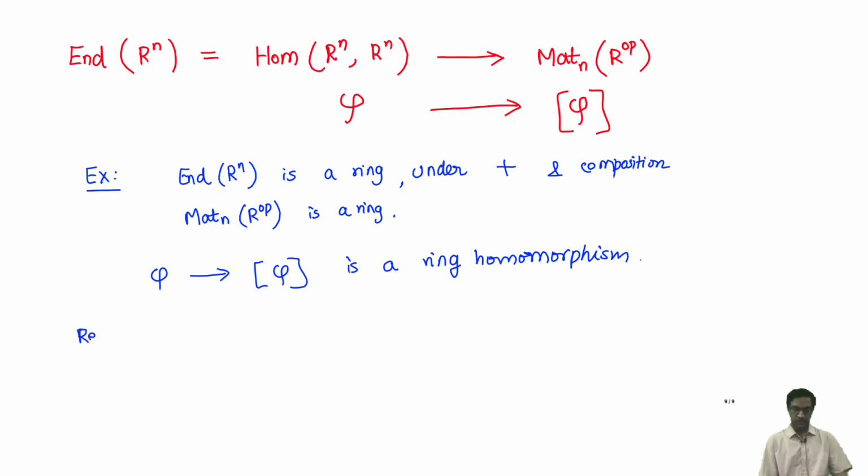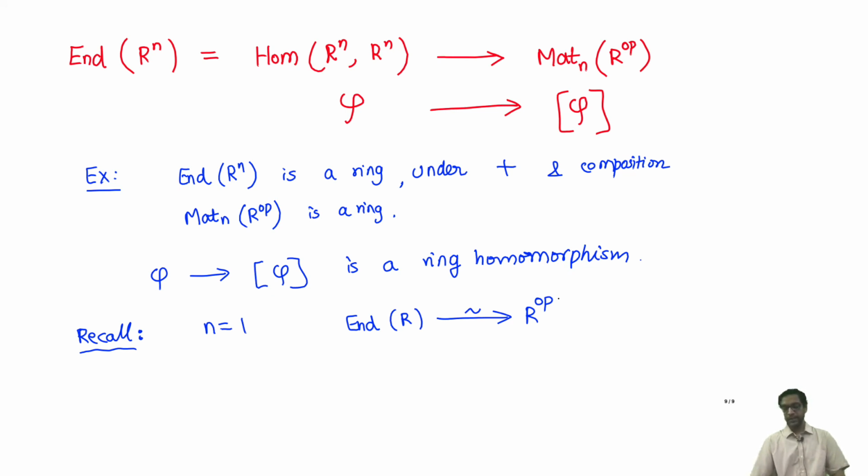And recall also that we have seen an instance of this before in one of the problem sessions, which is that if I take n equals 1, which means I just think of R as a module over itself, and I ask what are all the endomorphisms of R, which means all the homomorphisms from R to R, then we had done this before: this is actually isomorphic to the ring R op. And what was the map? Each homomorphism looks like a right multiplication.